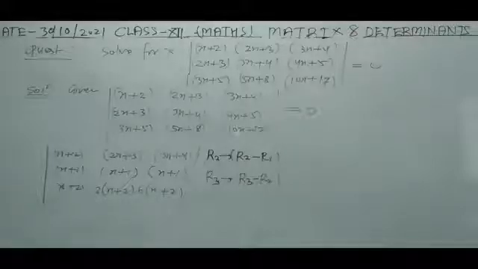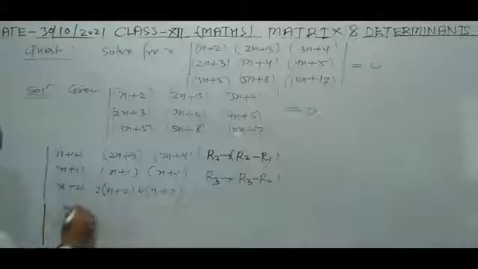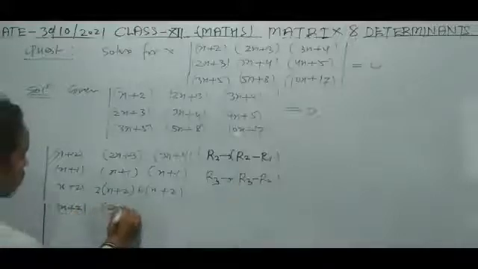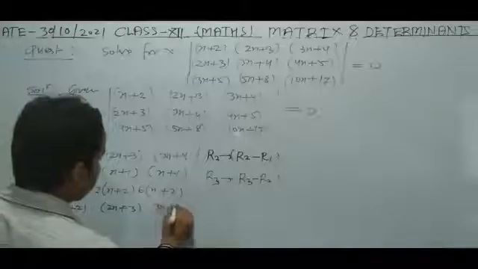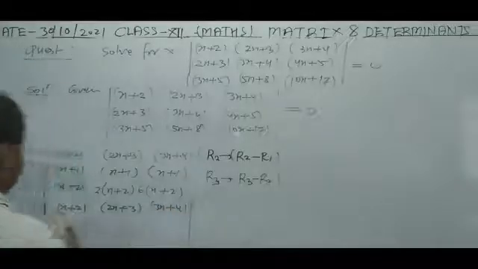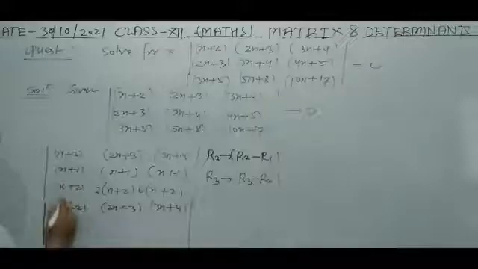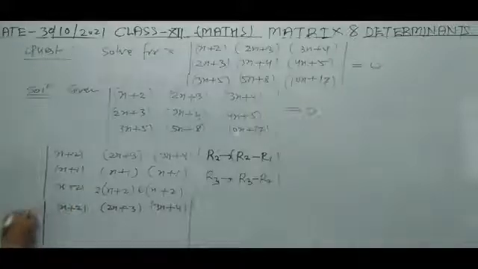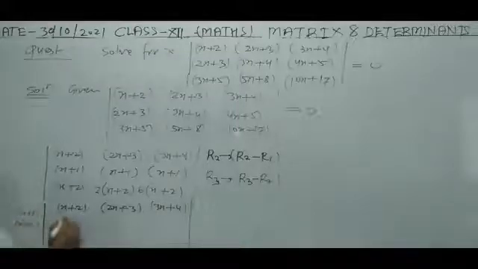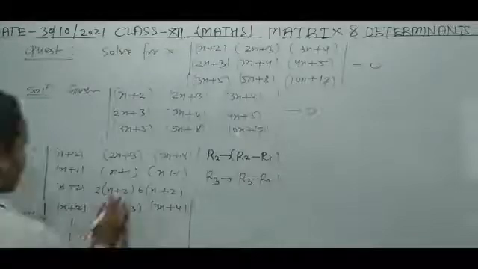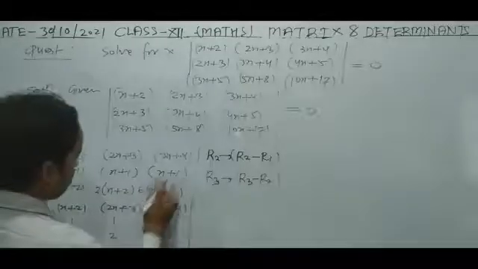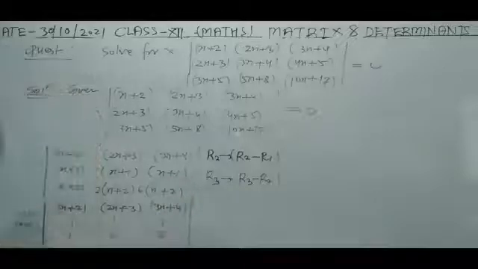So what will be the result? Result you will see: x plus 2 copy here, 2x plus 3 and 3x plus 4. Now x plus 1 and x plus 2 are common, so we have taken x plus 1, x plus 2 as multiple. So result will be 1, 1 and this result will be 1, 2. This result will be 1, 6. See.